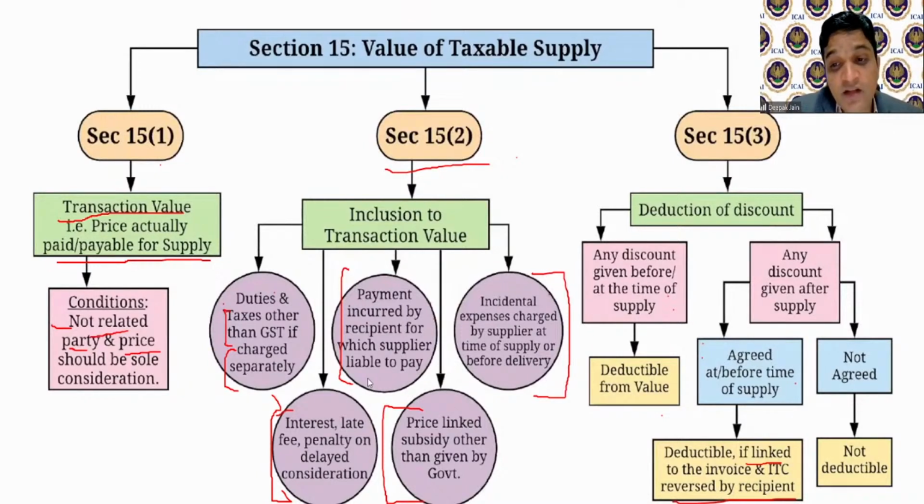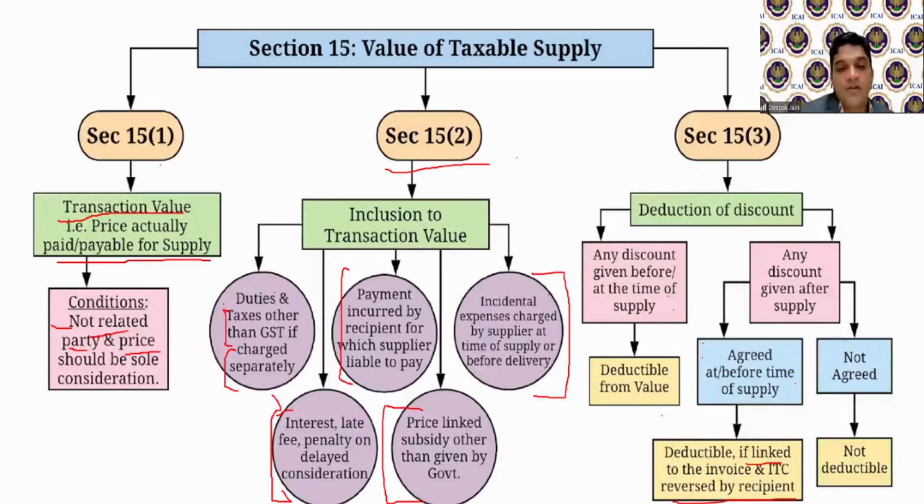Explain the 15.3 deductible if linked to the invoice and ITC reversed, that I've explained already. Price is the sole consideration. What I'm saying is price is the sole consideration. Only price is the thing. Apart from price, if some other value or some other thing is there, then it means your price is not the sole consideration. When you're selling something, only this value is what you have agreed at and nothing else. Like in the example where he has to do some kind of marketing or some kind of painting, in that case, price is not the sole consideration. Then the value you're charging will not be the transaction value.